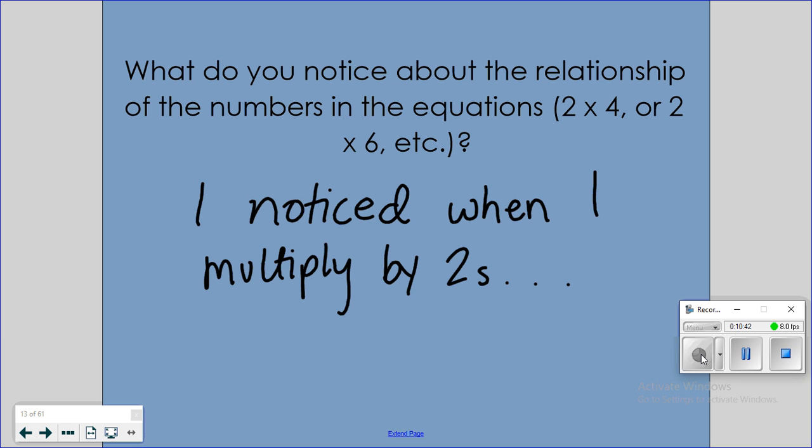So some things that we might have noticed is that every product is even because they all have a buddy. That's what we talked about when we talked about even numbers. Shelby, what did you notice? Yeah, we were counting by 2s. You can use skip count to help you when you're multiplying by 2s. Yep, that'll totally work.